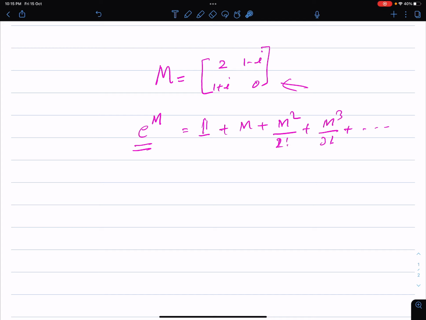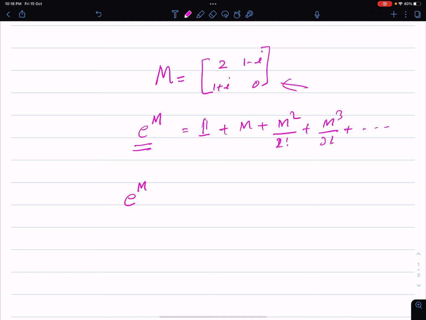A two-dimensional matrix, you can write it in terms of Pauli matrices and the identity matrix, and so there is an expression to calculate e power M if M is a 2 by 2 matrix. We will use that expression which we derived in one of the lectures. So what is that expression?